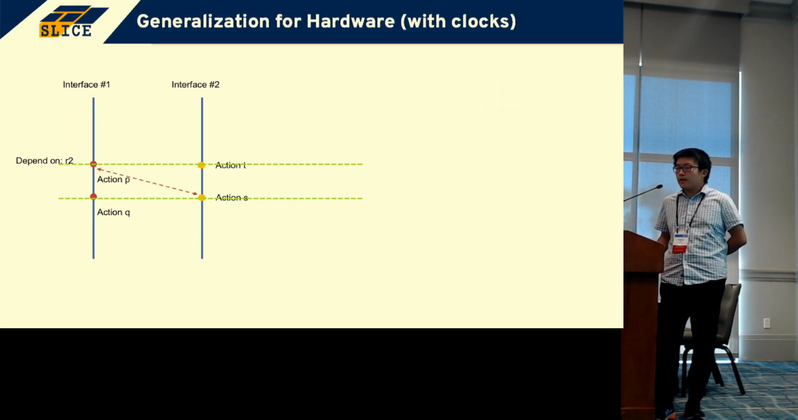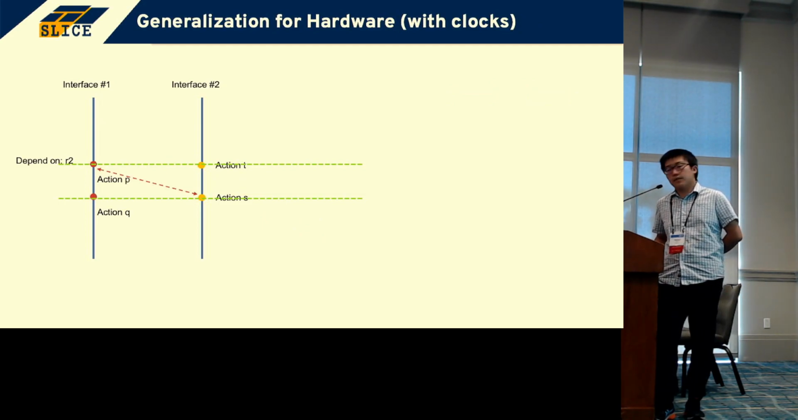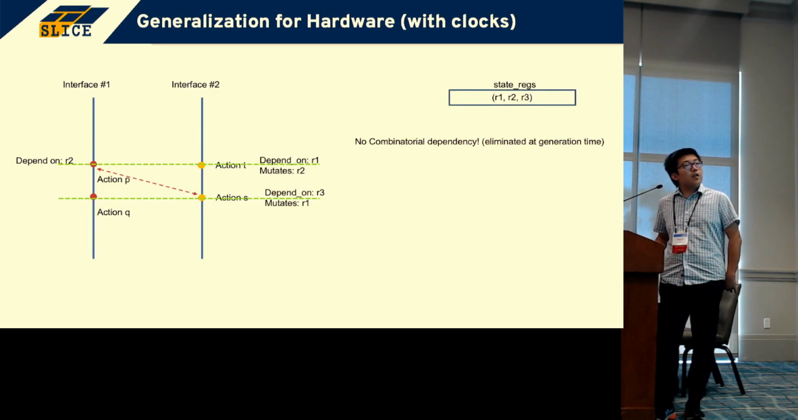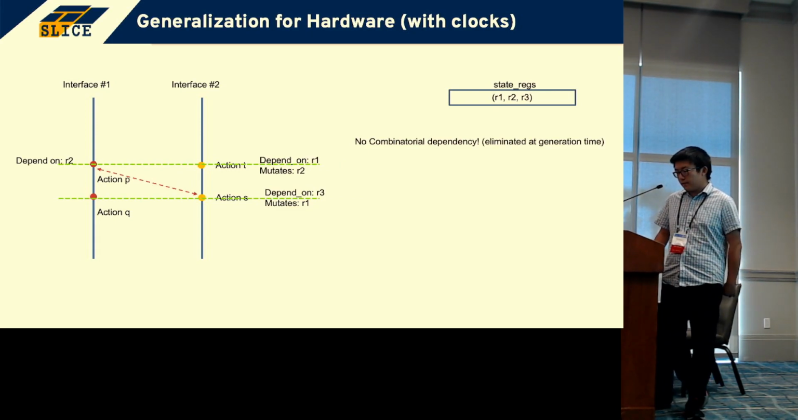However, there's a slight complication, which is that a lot of modern hardware is synchronous. That means they have clocks, and this is actually a new order between two operations, because you no longer have a single linearization between two threads. Things can happen in parallel instead of mutually exclusive. So now we need to think about how to generalize this for hardware.